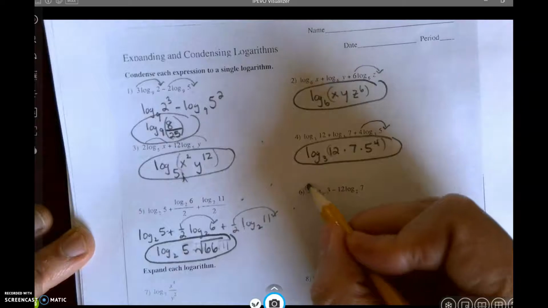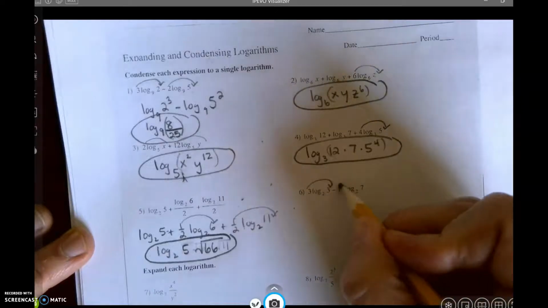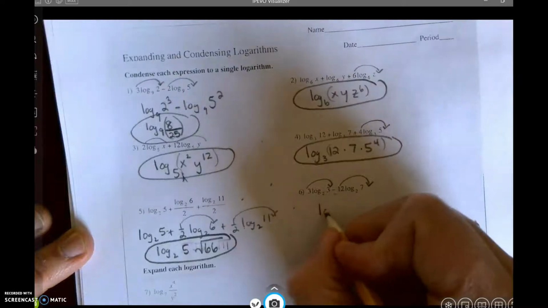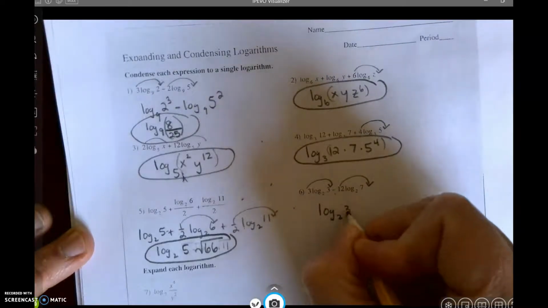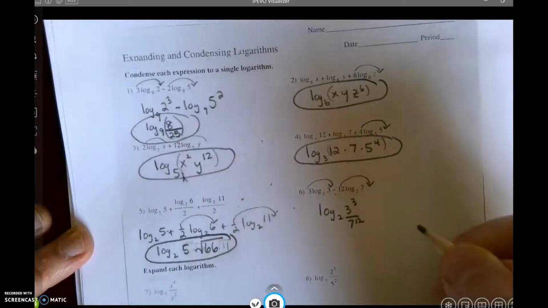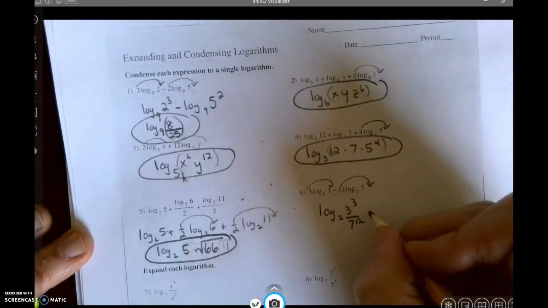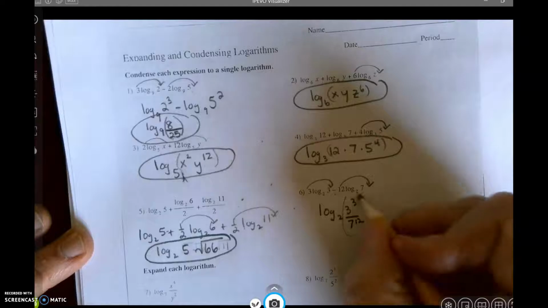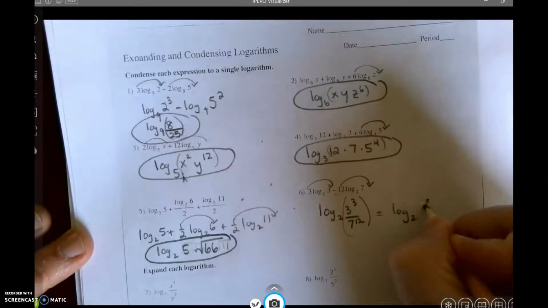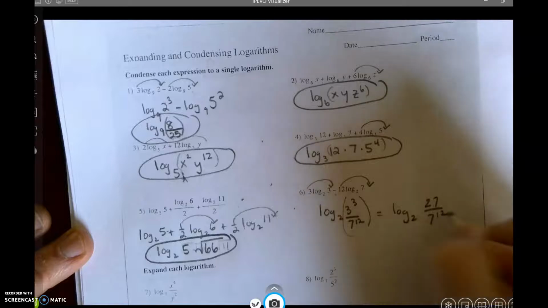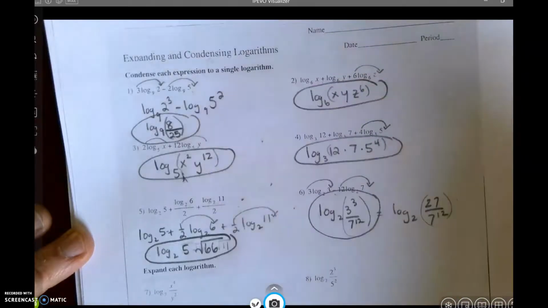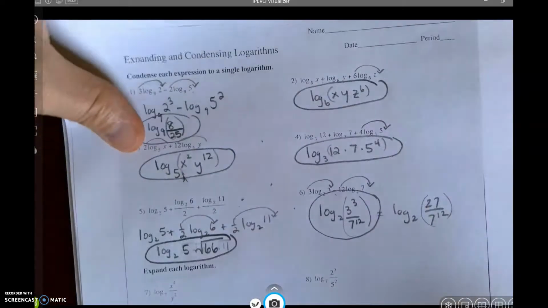Alright, this next one, this 3 is going to become an exponent, and the 12 is going to become an exponent, and the subtraction is division. So log base 2 of 3 cubed over 7 to the 12th. I don't know what 7 to the 12th is. So I could leave it like that, or I could say log base 2 of 27 over 7 to the 12th. That's all I'd have to do. I'd probably even just leave it like that. Right. So that was some practice condensing.